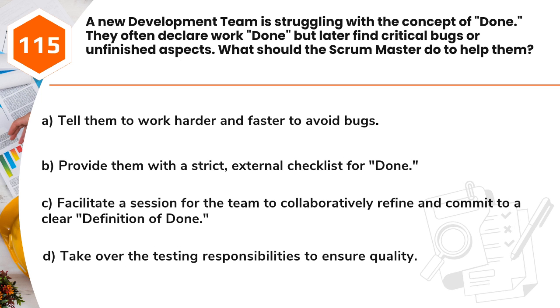Question 115. A new development team is struggling with the concept of done. They often declare work done, but later find critical bugs or unfinished aspects. What should the Scrum Master do to help them? A. Tell them to work harder and faster to avoid bugs. B. Provide them with a strict, external checklist for done. C. Facilitate a session for the team to collaboratively refine and commit to a clear definition of done. D. Take over the testing responsibilities to ensure quality.